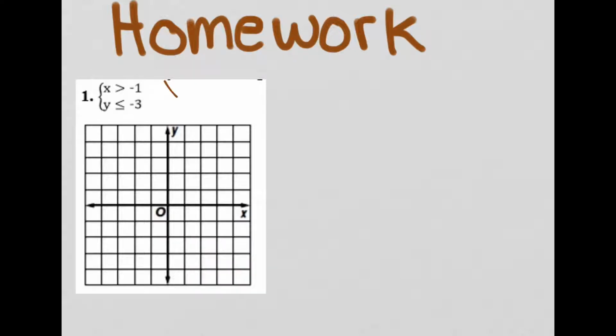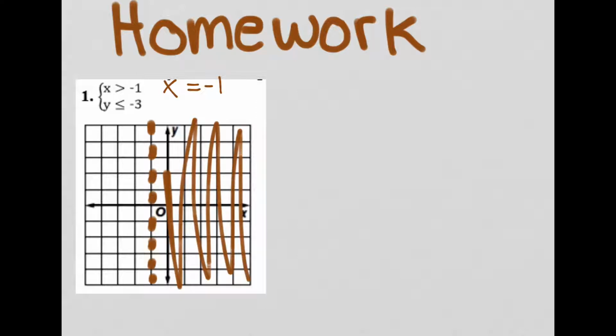So if this was x equals negative 1, it would have been a solid line through negative 1. But it's not equal to, it's greater than. So that means that I'm going to have a dotted line at negative 1. And my shading needs to be greater than, well, 0 is greater than negative 1, 2 is greater than negative 1. That means that it's all of this stuff over here, if I were to shade lightly. Now let's do the second one.